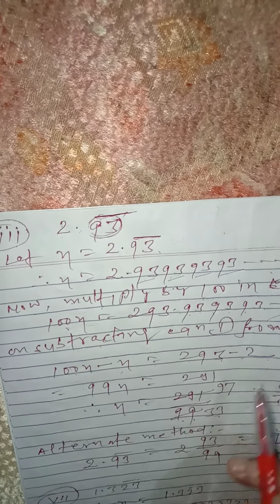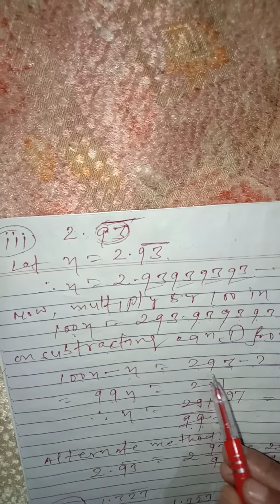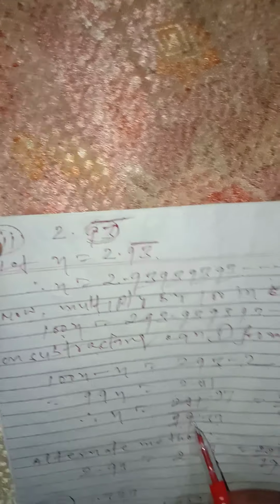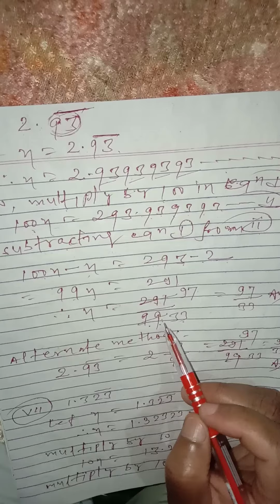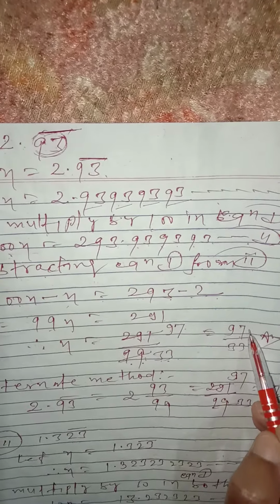minus 2 on the RHS. 100x minus x equals 99x equals 293 minus 2 equals 291. Therefore x equals 291/99. Both are divisible by 3: 3 times 97 and 3 times 33. Therefore x equals 97/33. Answer.